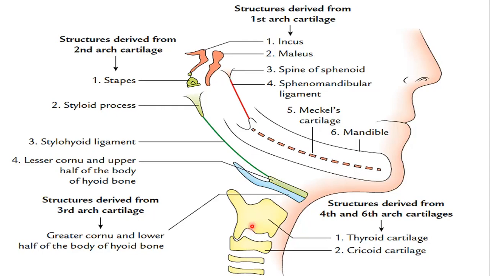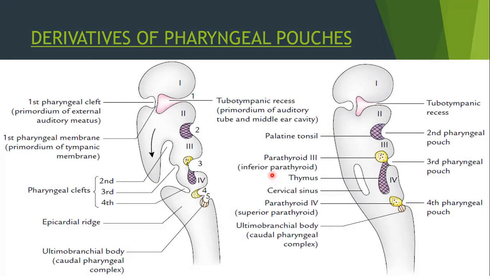Then from the third arch, it will form only the ventral part, which will form the lower half of the body of hyoid bone and the greater horn of hyoid bone. Then the fourth and the sixth, they fuse to form your laryngeal cartilages: thyroid, cricoid, arytenoid, cuneiform, corniculate cartilages. Then derivatives of the pharyngeal pouches.